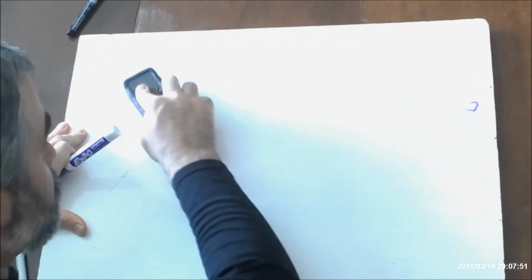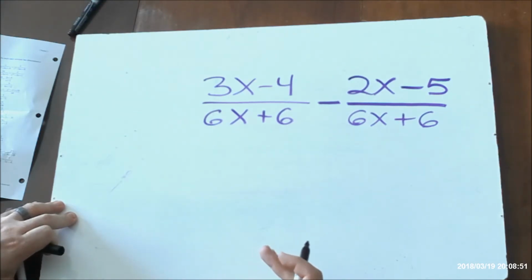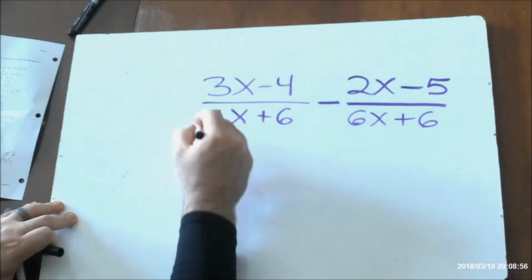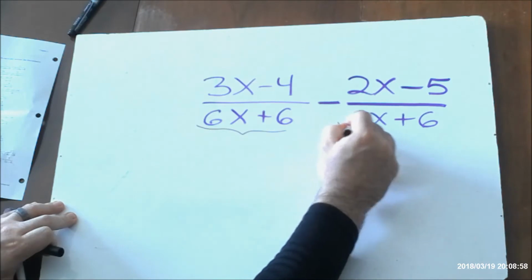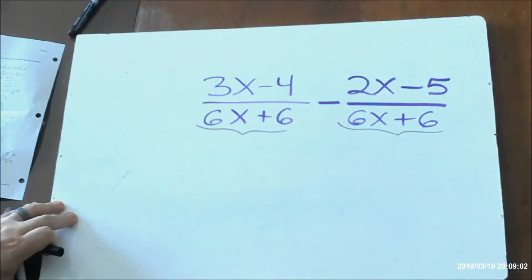Alright, let's try another problem here. Alright, here's another example. Going to be some of the same issues as before. This one's a little simpler actually because they already have a common denominator. So I don't need to do anything to the denominators at all. All I need to do is combine the numerators, and this is where the issue comes in.